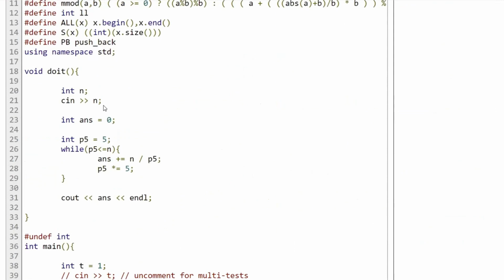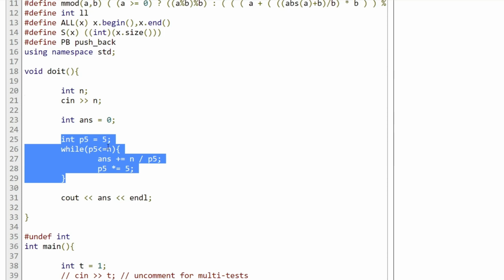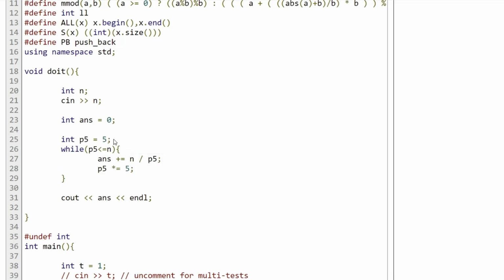All right, so initially I'm just reading number n here. I set the answer to be 0. And then with this while loop here, we will count the occurrences, how many 5s we have in the prime factorization of n factorial, essentially, okay? So we begin with the first power of 5. So this p5 stands for power of 5. So 5 to the power of 1, okay? And up until the power of 5 that we're looking at is smaller or equal to n, we will execute the following.